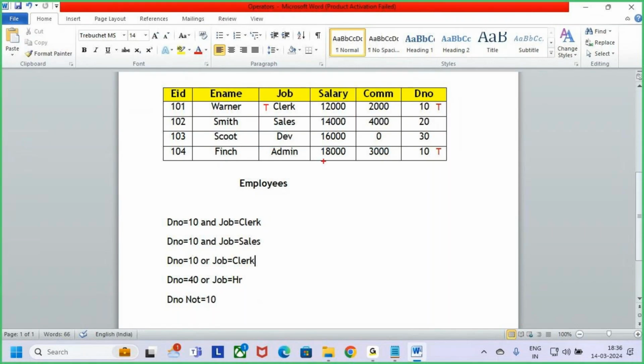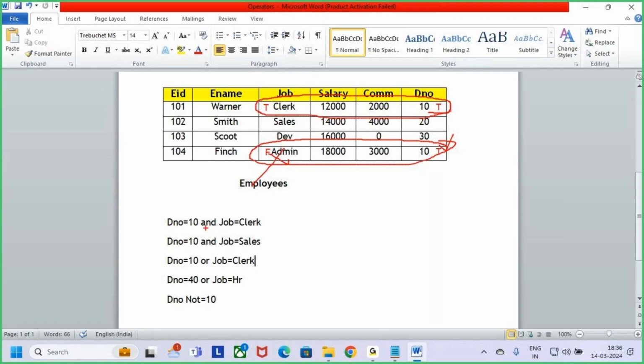Next, there is one more employee working in the 10th department. Who is that? Finch. What job is he doing? Admin. Here the second condition is false. Now see, here the first condition is true and the second condition is also true. Here both conditions are true. Here the first condition is true, but the second condition is false. Here one condition is true, one condition is false.